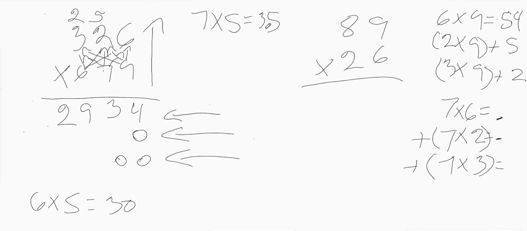So since 6 times 7 is 35, then you add 7 to 35, and that will give you 7 times 6. So that would be 42, right? So you put your 2 here, your 4 here, and remember I told you this one is going to be right here.